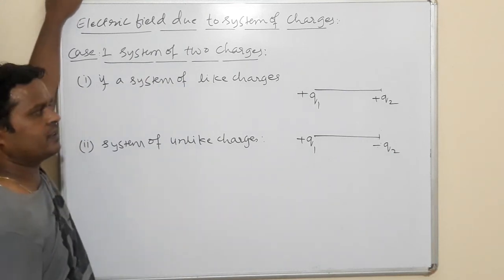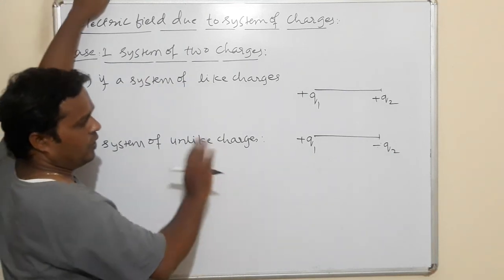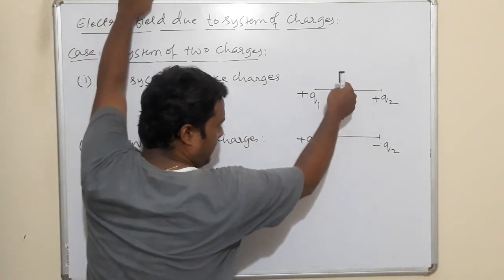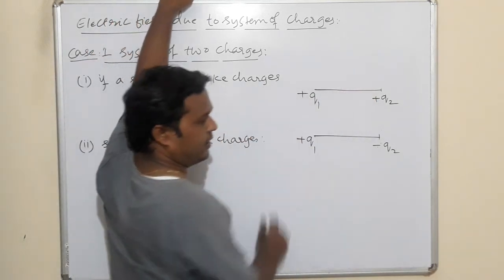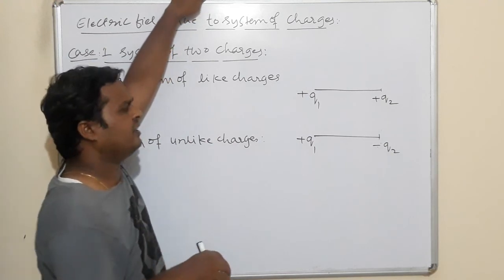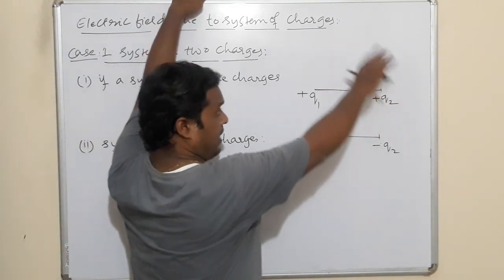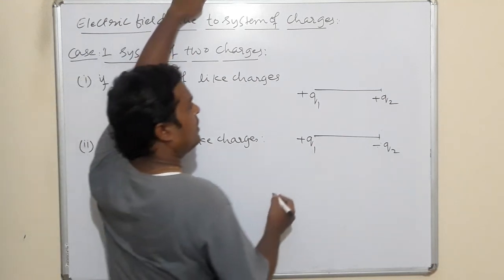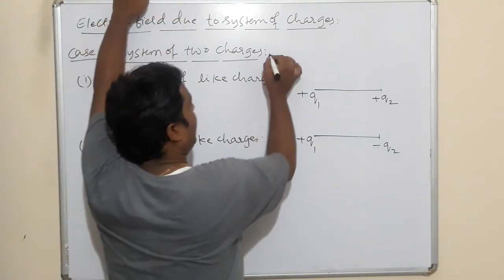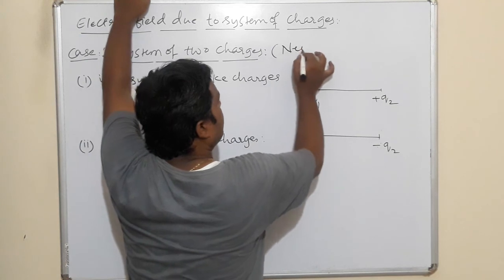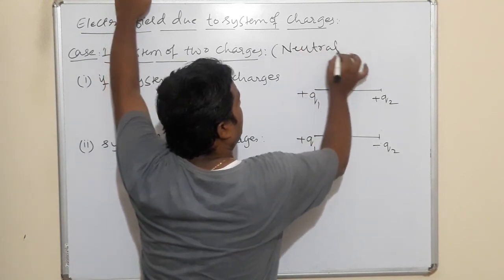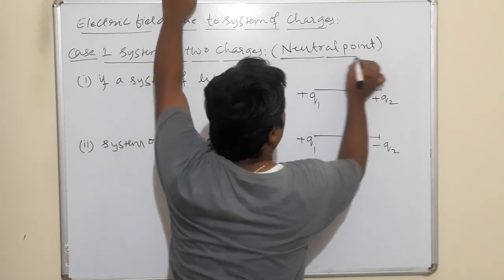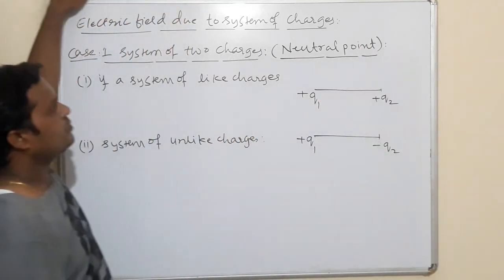For both these systems, we'll see how to calculate the electric field. You can calculate it outside also, you can calculate it here also. On the line joining the 2 charges, particularly, we are calculating, and later on we can calculate at any point around this system, that we will discuss in next coming videos. Here, in case of system of 2 points, we are studying an important concept, which is how to find the neutral point for the electric fields.